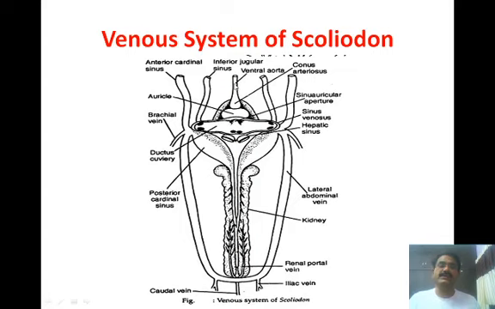aorta. From the ventral aorta there arise five pairs of afferent branchial blood vessels, that is, the first pair, second pair, third pair, fourth pair and fifth pair. They transport the blood toward the gills, where oxygenation of the blood takes place.